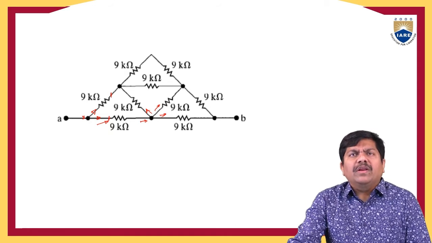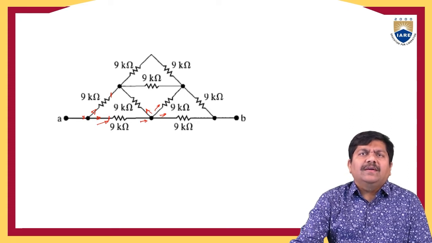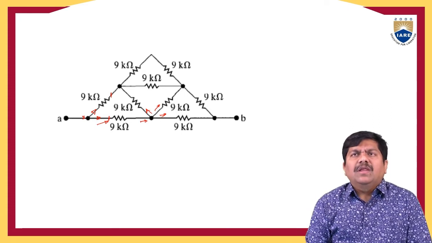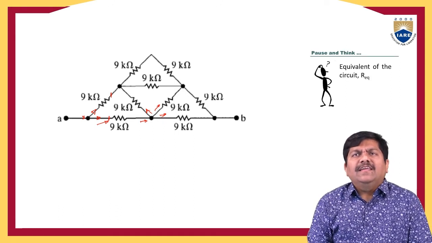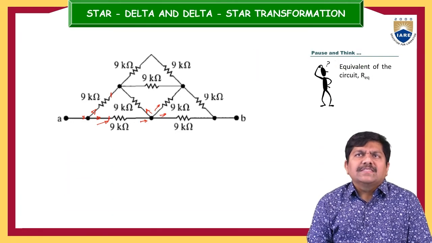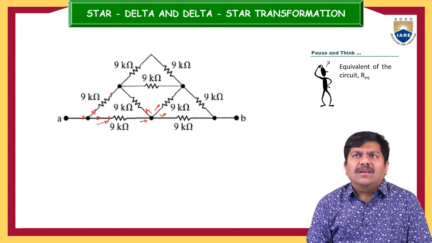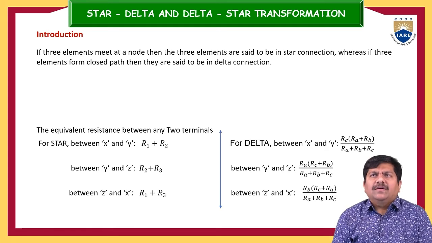In order to overcome these difficulties, let us introduce one more simplified method, which is the star to delta transformation technique. That is, how can we calculate the equivalent resistance between A and B, or R equivalent? We are going to discuss the star to delta and delta to star transformation techniques in today's video session.